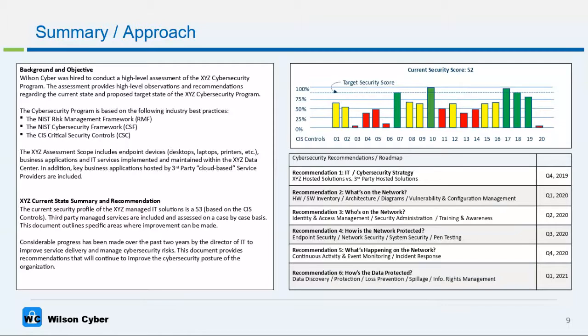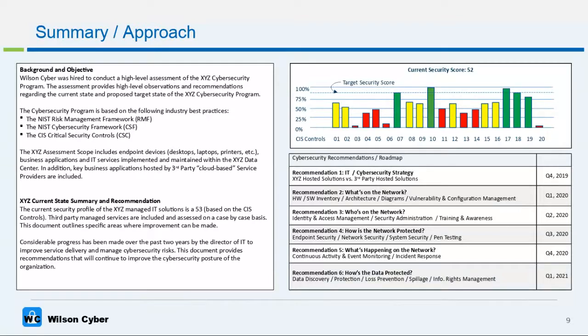The current state and recommendations. The current security profile is a 53, and this is just a fictitious assessment that I had done based on the CIS controls. Third-party managed services are included and assessed on a case-by-case basis. So for the third-party services, we need to assess those individually.